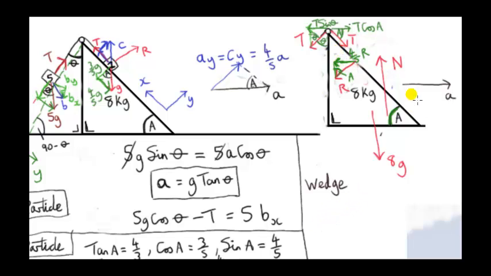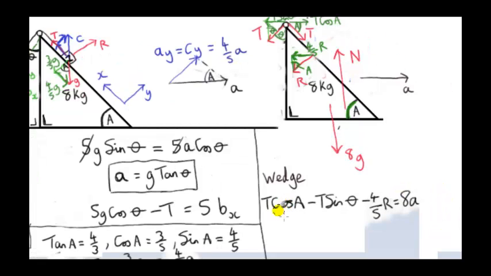Now, the acceleration is to the right, so that's the direction of the resultant force. The resultant force comes from all these horizontal components. So we have T cos A to the right, minus T sin theta to the left, and minus 4/5 R, that's pointing to the left. By Newton's second law, that's the mass of the wedge, which is 8, times its acceleration a. Cos A here is 3/5.